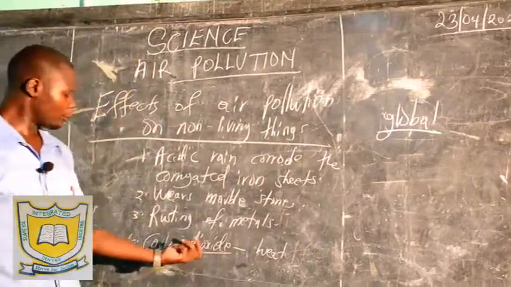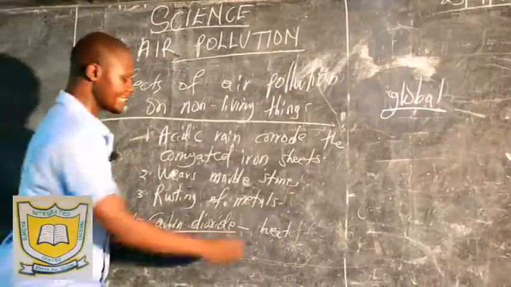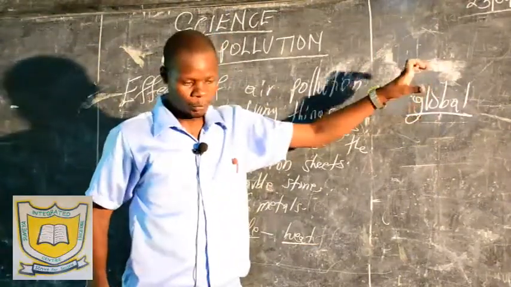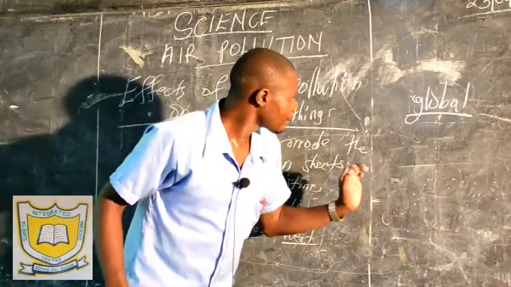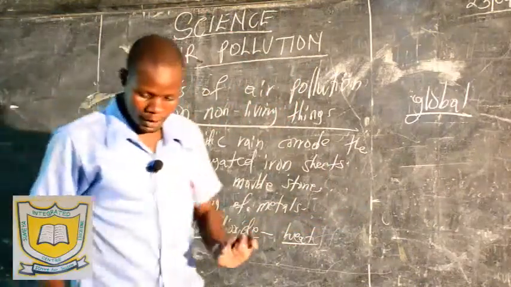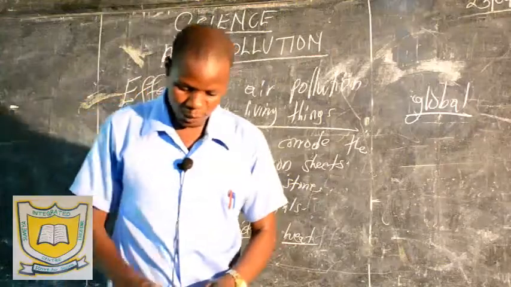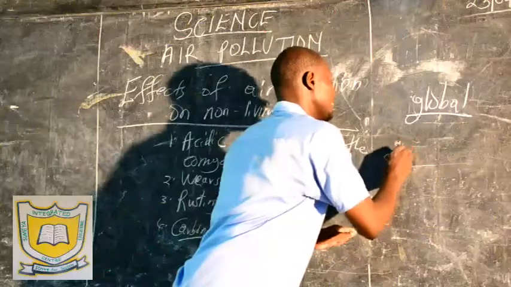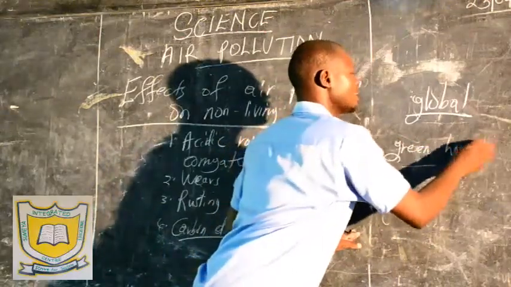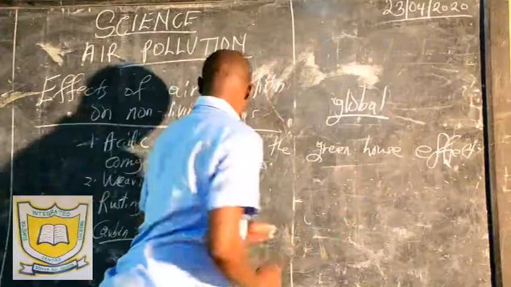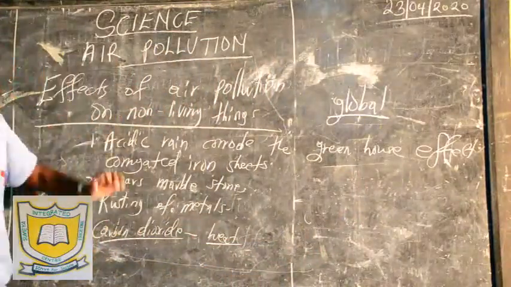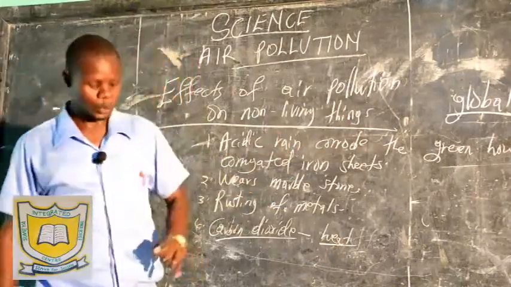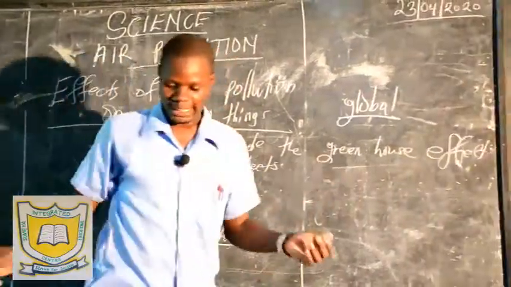When there is a lot of carbon dioxide in the air, it increases heat, hence causing global warming due to what we call the greenhouse effect. Excess carbon dioxide in the atmosphere increases heat and causes global warming due to what we call the greenhouse effect.